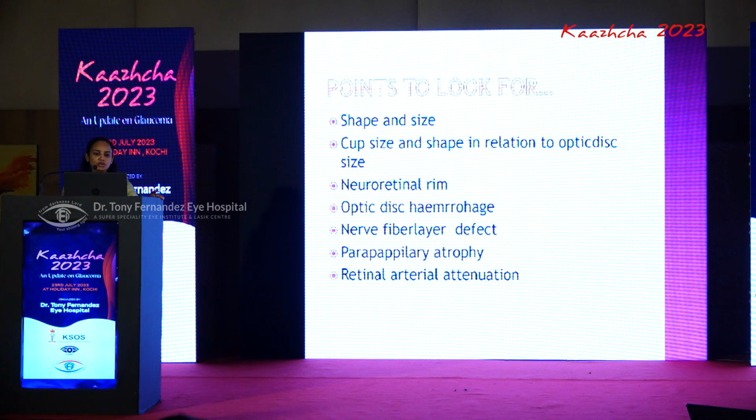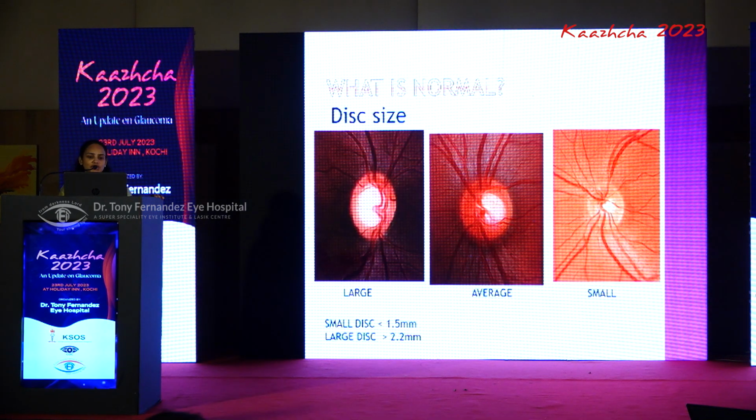While examining the optic disc, what are the points to be looked for? One is the shape and size of the disc, cup size and shape in relationship to the optic disc size, neuroretinal rim, look for optic disc hemorrhages, nerve fiber layer defects, parapapillary atrophic changes, and arteriolar changes. So coming to disc size, normally the disc size is measured in terms of vertical disc diameter. Normally the disc is vertically oval, the vertical diameter being 20% larger than the horizontal diameter. The usual range is 1.6 to 2 millimeter. Anything less than 1.5 millimeter is considered as a small disc, and anything more than 2.2 is considered as a large disc.